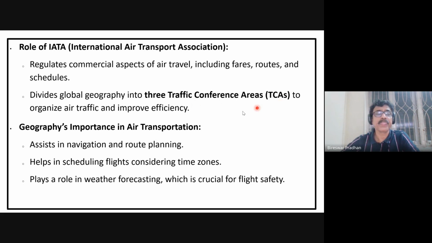Three. Now, the geography importance of air transportation. It assists in navigation and route planning. It helps in scheduling flights, considering time zones, and plays a role in weather forecasting, which is crucial to flight safety. Earlier we have seen that bad weather also damages safety and security. So geography plays a role in weather forecasting, which is important for air transport and flight safety.